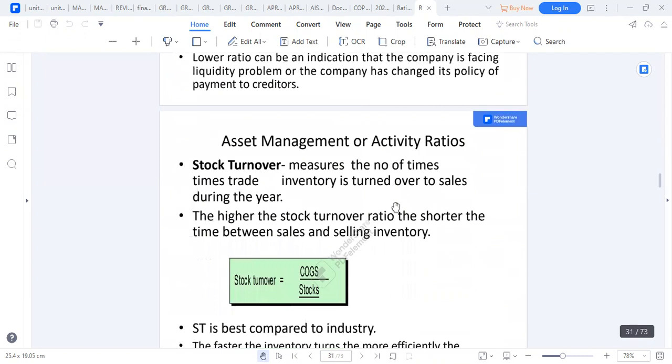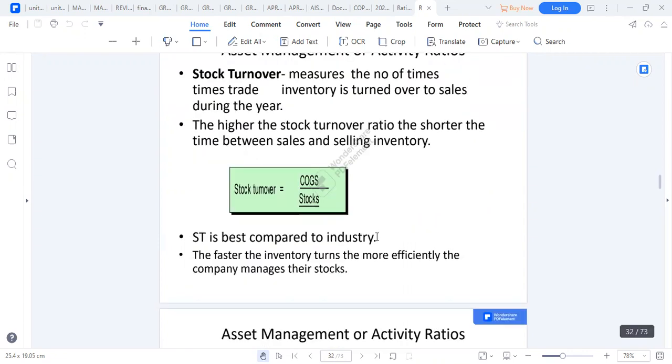Stock turnover, like I mentioned, looks at the number of times we take to sell our stock within a year. It's given by the cost of goods sold over the stocks themselves. So the stock turnover is best compared to the industry rather than at the company level, so that you see if you're dealing with fast-moving goods, the average industry level.